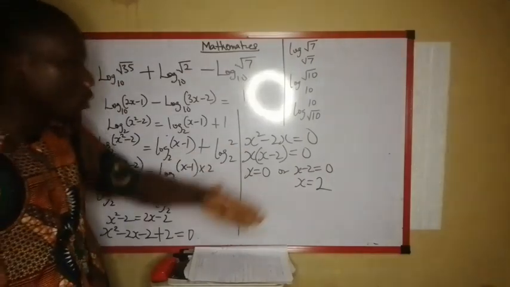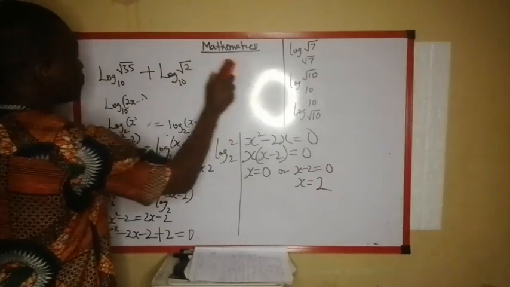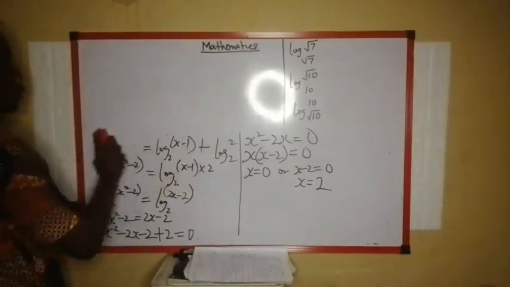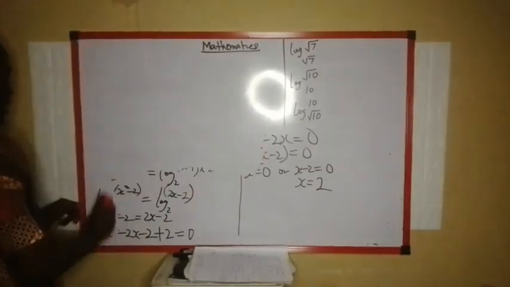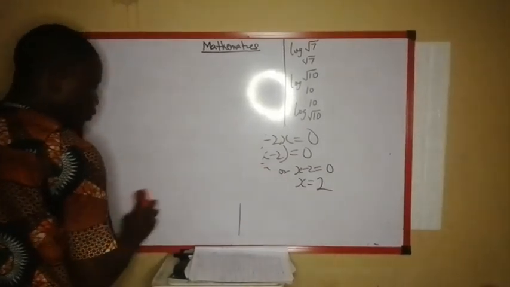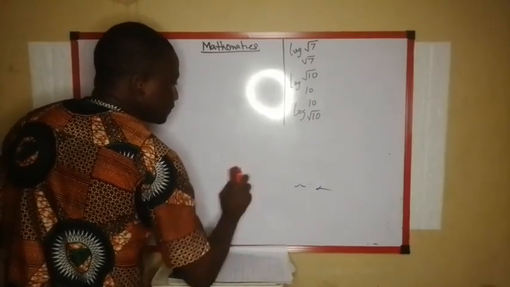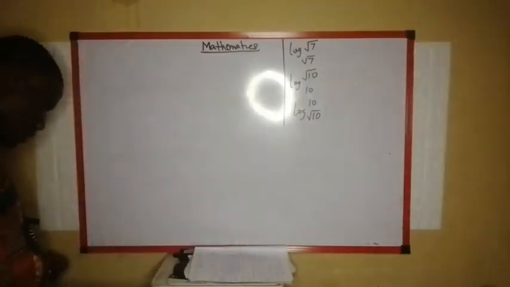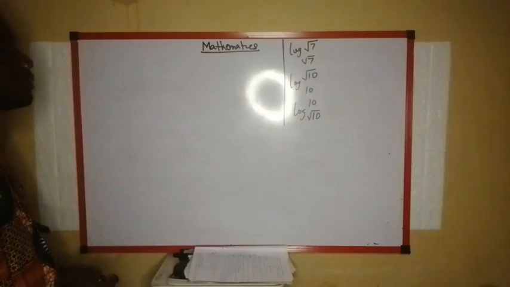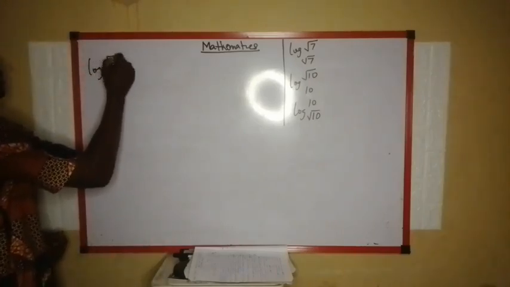Then we also have other questions here which we are also going to analyze together. Very simple questions. So we will go down to the simple questions. Just make sure if you have any challenge whatsoever, feel free to reach out to me with the questions so we can go through them together. The next one we have log root 7.